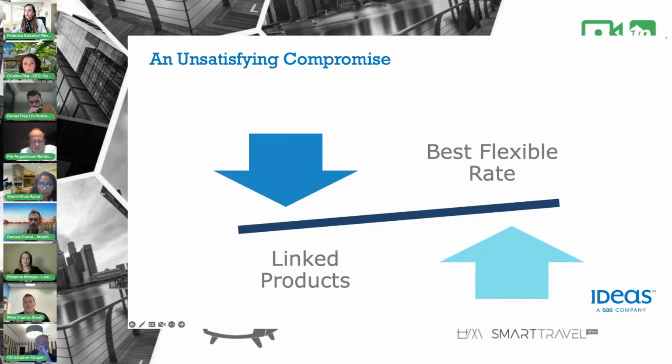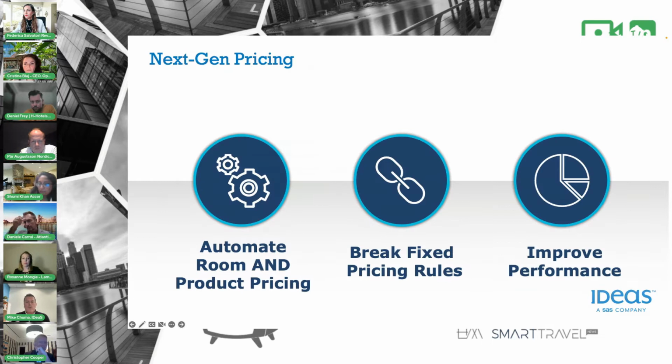Now, what if I told you didn't need to make this compromise? That it's constraining your revenue and there's a better way to price that allows you to free your property from these fixed values. So for product pricing, we look at it from a few key areas. So first, you must automate how you price the differences between the products or rate plans, and to break some of those fixed pricing rules with optimized pricing that we can capture more incremental revenue and improve the performance.